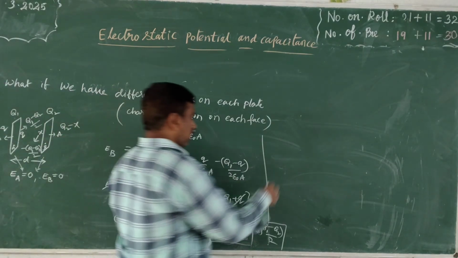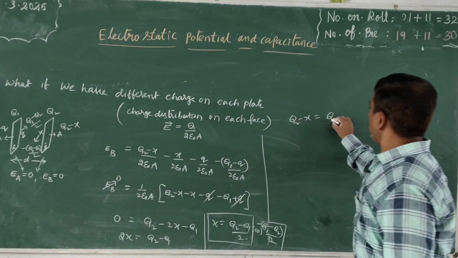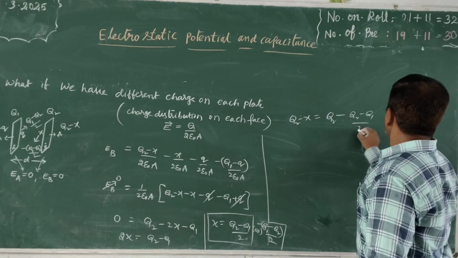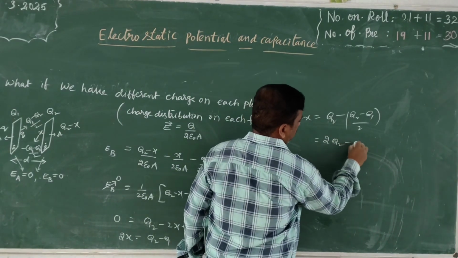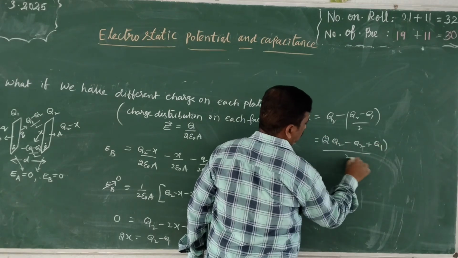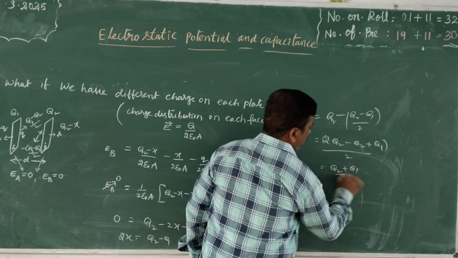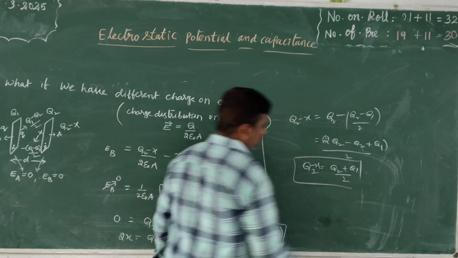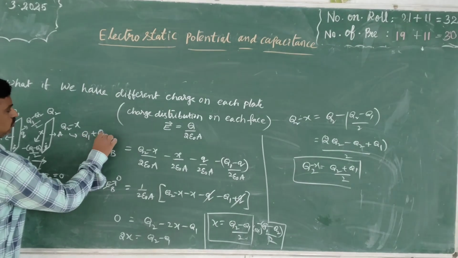So now one more charge we want, that is q2 minus x, where x is q2 minus q1 by 2. See here, taking LCM, 2q2 minus q2, minus into minus plus q1, by 2. So 2q2 minus q2 is q2, plus q1 by 2. So what is the q2 minus x charge? This one is q1 plus q2 by 2.